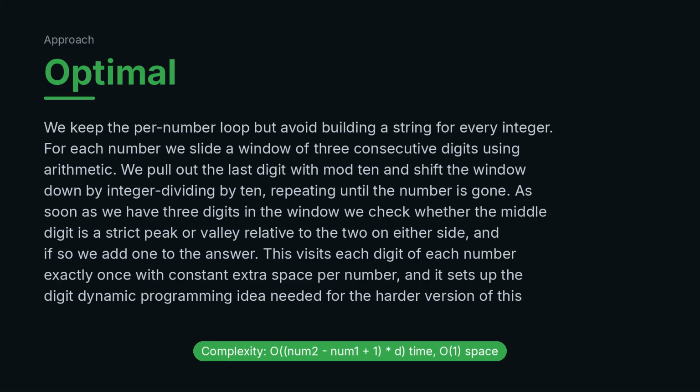This visits each digit of each number exactly once with constant extra space per number, and it sets up the digit dynamic programming idea needed for the harder version of this problem. The complexity here is O(number 2 - number 1 + 1) * D time, O(1) space.